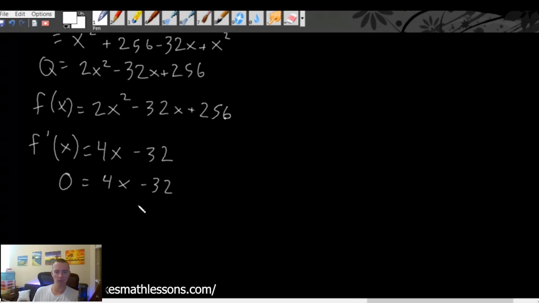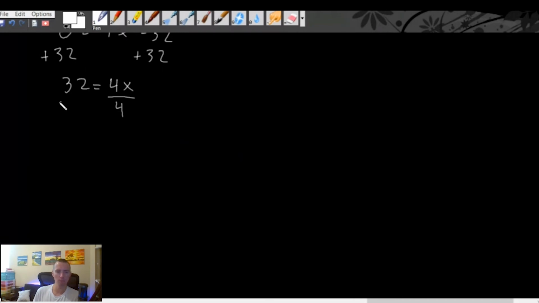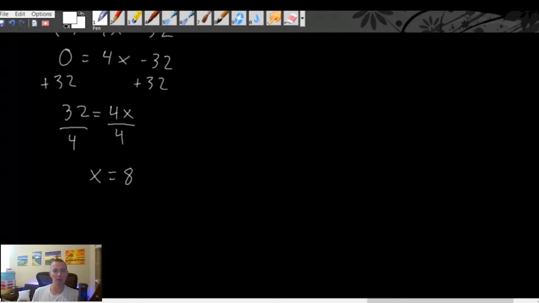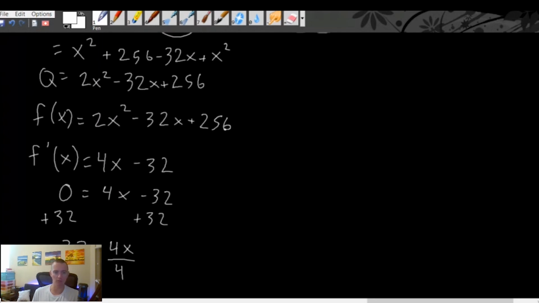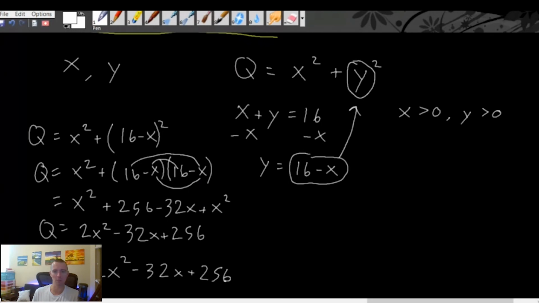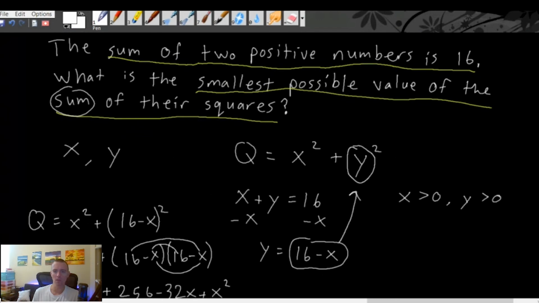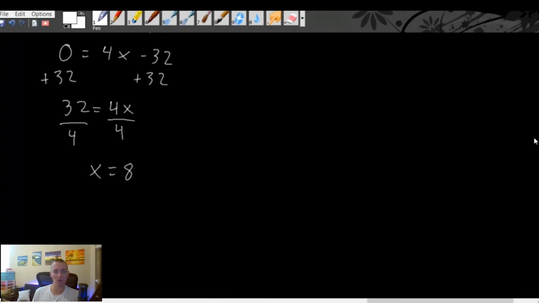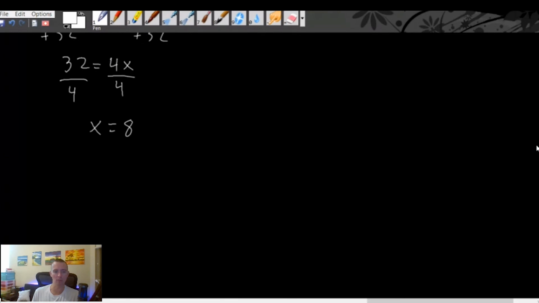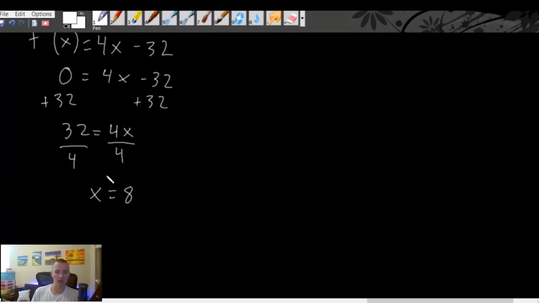So to get the x by itself, we'll add over the 32. Then we'll divide both sides by 4, giving us x equals 8. So in this case, there is only one critical number. Typically in these optimization problems, if you do get only one critical number, that's going to be the one you go with. It would definitely not be a bad idea to confirm that by doing either the first or second derivative test to confirm that that gives us a minimum rather than a maximum, since we are trying to make this as small as possible. But just to kind of save time here, I'll leave that up to you if you want to, confirm that just to make sure. But now we know our x, so we know one of our numbers.